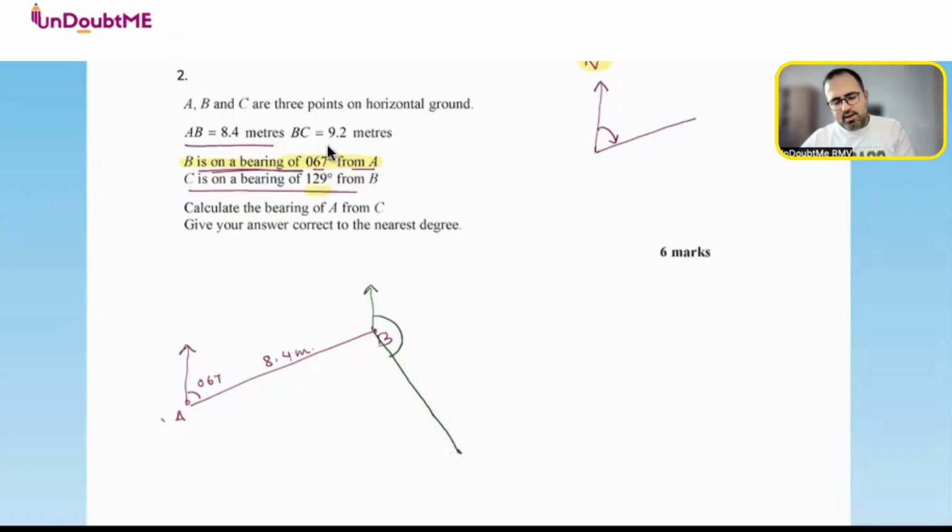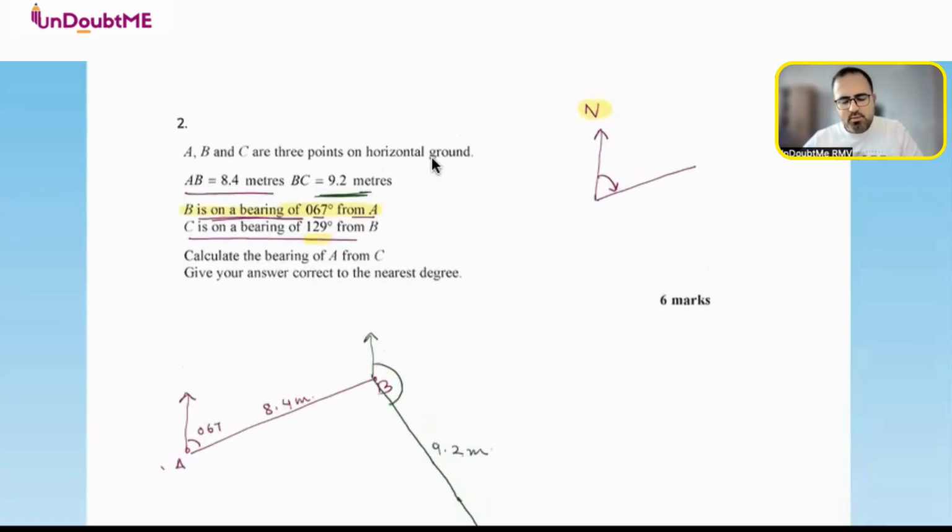So C is at a distance of 9.2 meters from B. So we can make it somewhere here. Okay, this is 9.2 and this is how our diagram is created. The diagram should be clear so that you can use it for calculation.